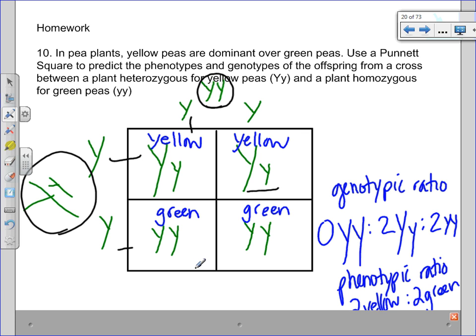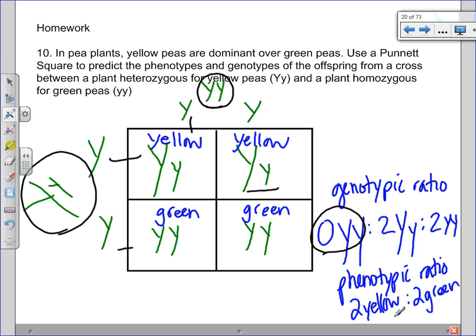And the bottom two are homozygous recessive, so they're both green. So genotypic ratio, you could say it as 0 big Y to 2 big Y little y to 2 little y, or you could just say 2 big Y little y to 2 little y. You don't have to put the first part because there's none of them. Phenotypic ratio, you'd say there's 2 yellow to 2 green, or you could say 1 to 1, as long as the ratio is held constant.